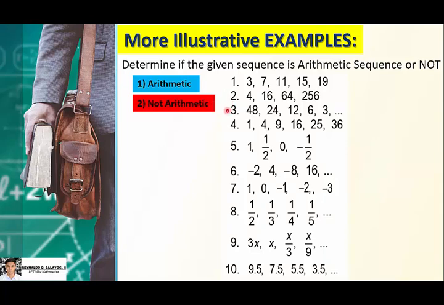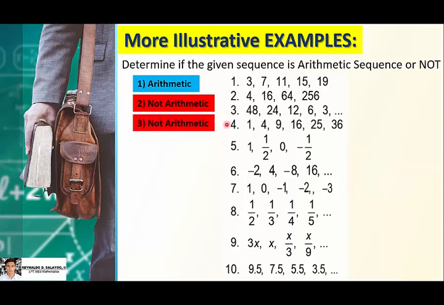Let's move on to our number 3 item. 48, 24, 12, 6, and 3. Now, considering the test, we got 24 minus 48. Then we have there negative 24. We got 12 minus 24. The difference is negative 12. As what you observe, the differences are not actually equal. Therefore, this item number 3 is not an arithmetic sequence.